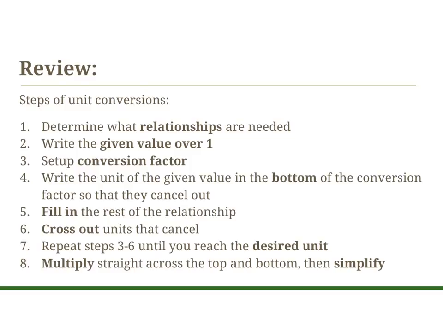As a review of the things that we have done in the past, with unit conversions, we always have to start by determining what relationships are needed. Then we write our given value over 1. Then we set up a conversion factor. And then we write the unit of the given value on the bottom of the conversion factor so that they cancel out. We then fill in the rest of our relationship and cross out units that will cancel.